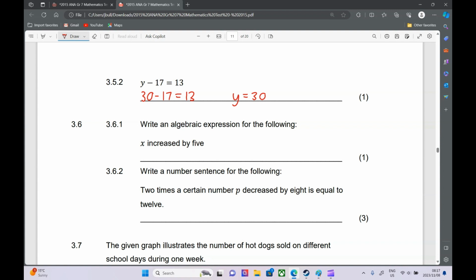Write an algebraic expression for the following. x increased by 5. Increased means add. So we're going to go x add 5. Write a number sentence for the following. 2 times a certain number p decreased by 8 is equal to 12. So we're going to go 2 times p decreased by 8. Decrease means take away. So decreased by 8 is equal to 12.